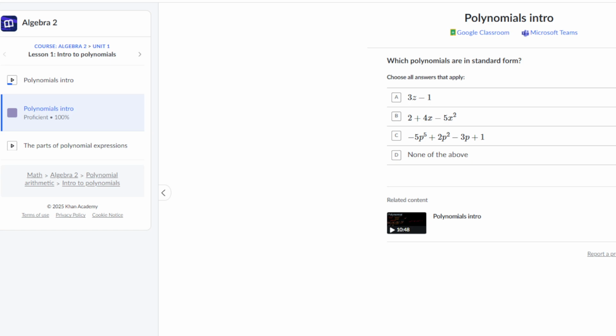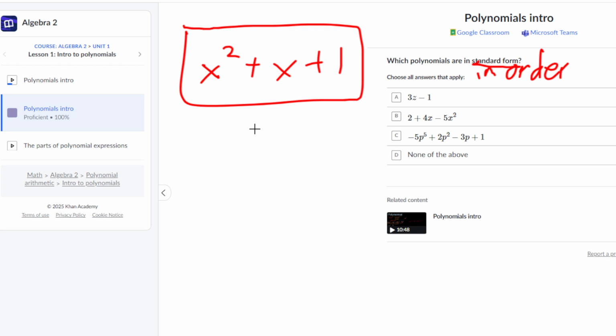Today we're going to be solving Khan Academy problems on which polynomials are in standard form. Now, when you're thinking about standard form, you're thinking about if they are in order. That's what I'm really doing. Standard form kind of just means, is it in the proper order? So proper order would be, for example, x squared plus x plus 1. This right here would be an example of standard form.